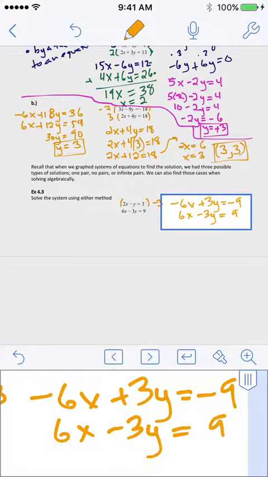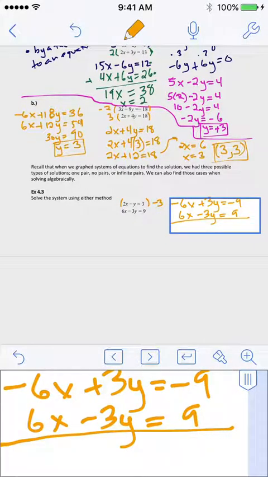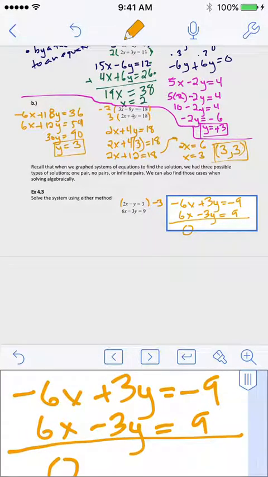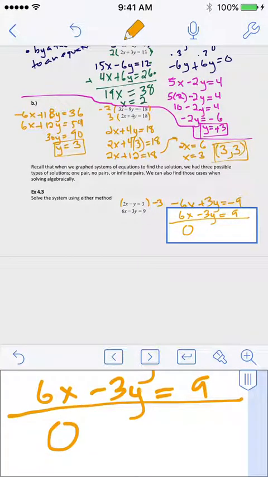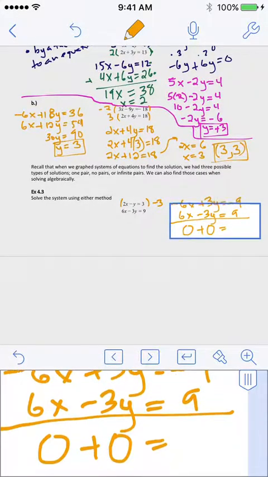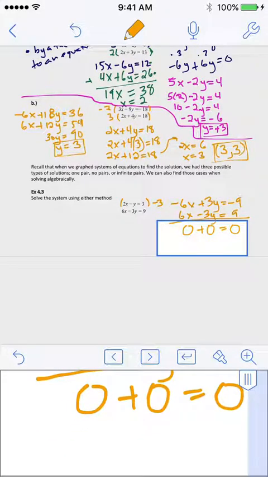Just like that, and now we see the problem. What's going to happen when I add these two together? Well, it's definitely going to happen what I want to happen: those y's are going to eliminate. But what else? If I add these two together, -6x plus 6x is 0. Then 3y plus -3y is 0. And -9 plus 9 is equal to 0. I get a whole mess of zeros.